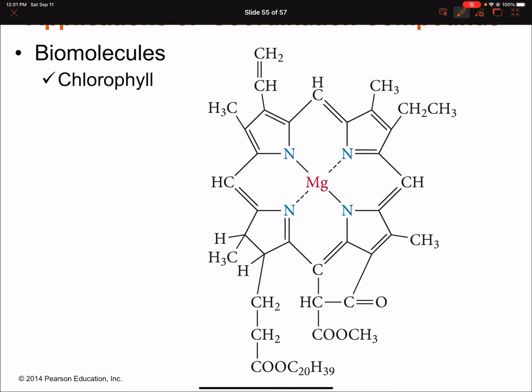Okay, let's move on to another important biological molecule, which is chlorophyll. Chlorophyll again has the porphyrin ring, and there is magnesium at the site of the nitrogens.